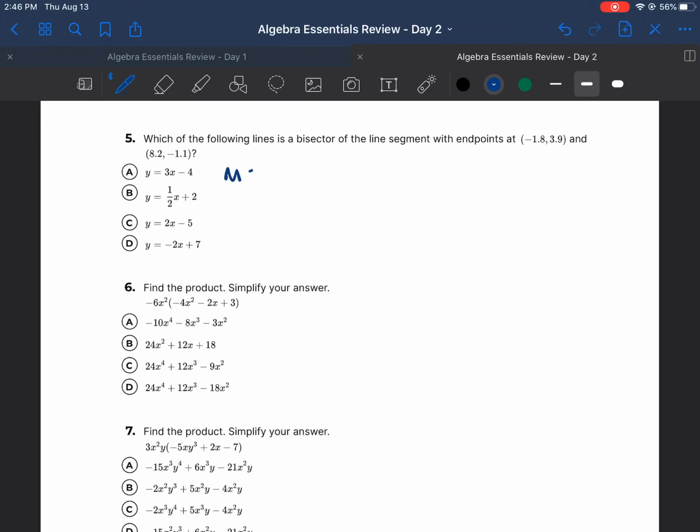So we would say that the midpoint would be negative 1.8 plus 8.2 divided by 2, comma 3.9 plus negative 1.1 divided by 2. Working through our math here, so negative 1.8 plus 8.2.